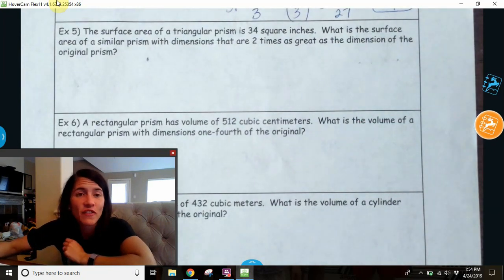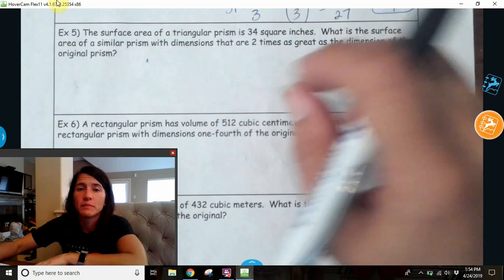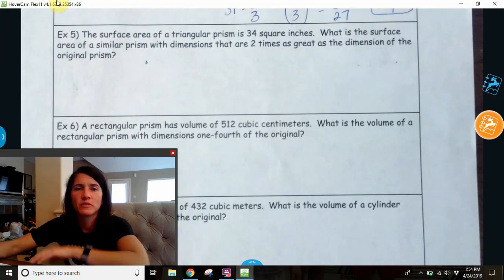Number 5, the surface area of a triangular prism. Sorry, I got distracted.